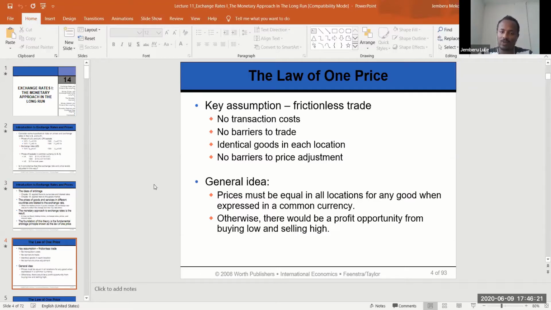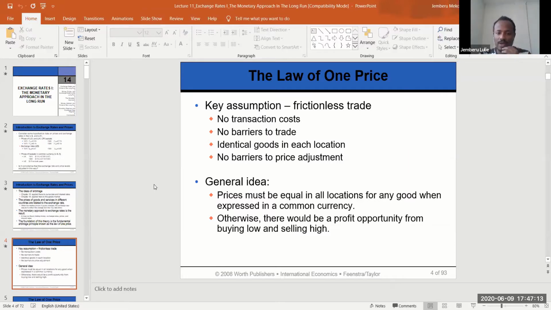If we don't have barriers to trade, if we have homogeneous goods, and if there are no barriers to adjustment of prices for goods, we will have the same price for all goods in all countries when they are measured in the same currency. That is the law of one price. If we have frictionless trade, then we will have a single price for the same good in all countries when measured in a common currency. For example, in dollars, with frictionless trade, one kilo of apples would cost the same in Ethiopia, Kenya and Tanzania. That is the law of one price. This is the parity condition.